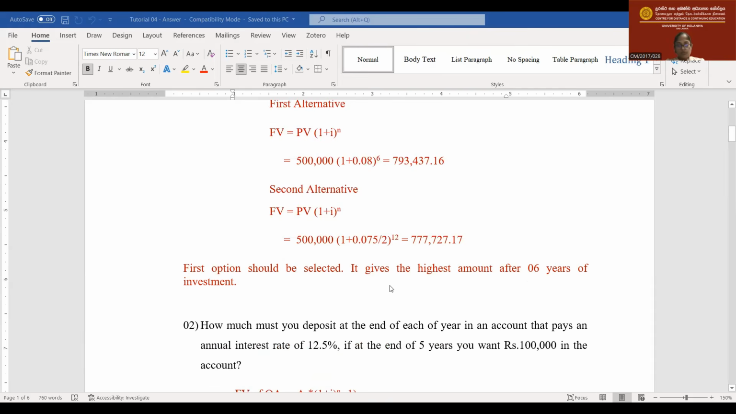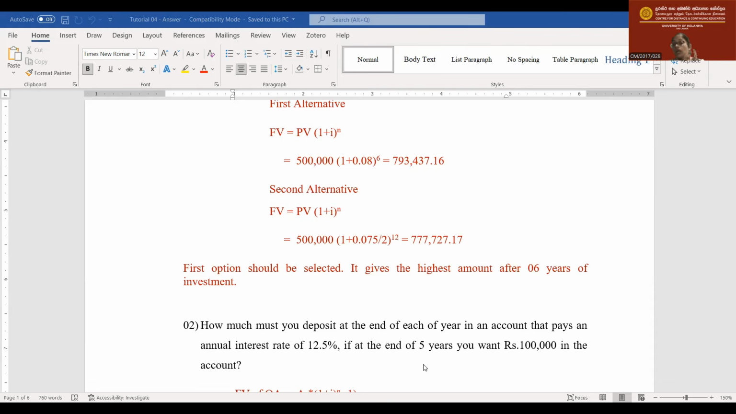How much must you deposit at the end of each year in an account that pays an annual interest rate of 12.5% if at the end of 5 years you want 100,000 in the account? So it's kind of a very easy thing. What is it? It's the future value of ordinary annuity, kind of a future value of lump sum, right?